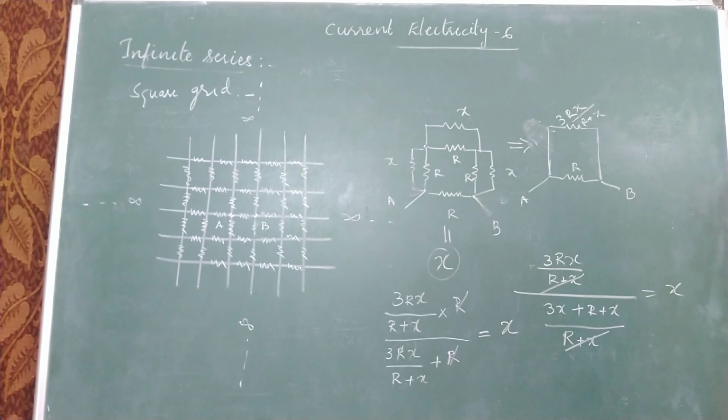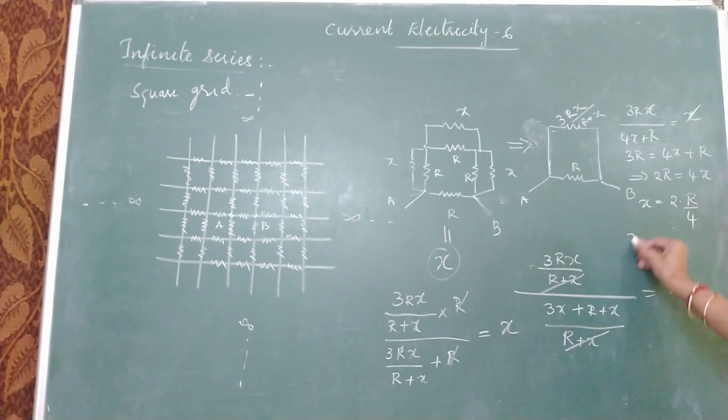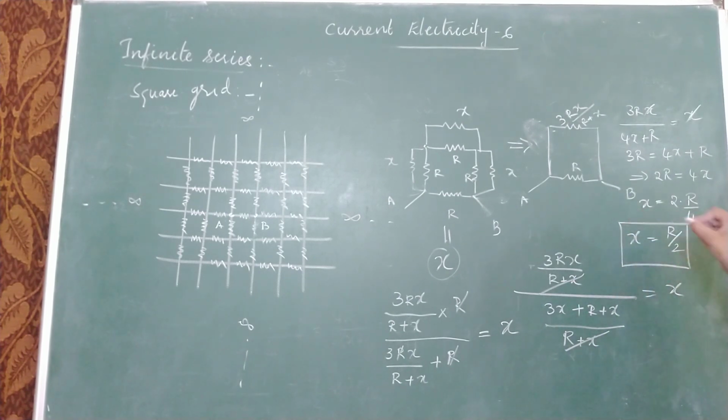Cancel off this. Now solve 3Rx by 3X plus X, 4X plus R is equal to X. You can cancel off this X also. Cross, 3R is equal to 4X plus R, implies 2R is equal to 4X, or what is X equal to? 2 times of R by 4, or your X is equal to R divided by 2.